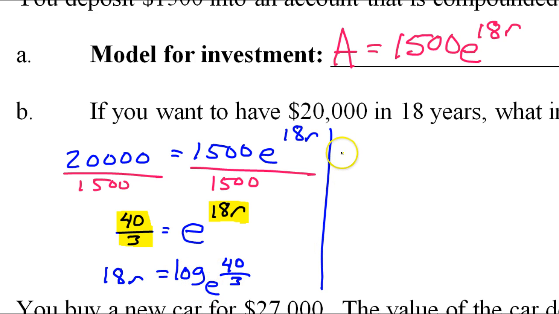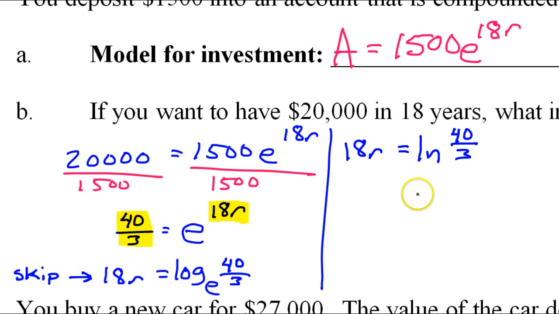Alright, there's something special we write when it's base e. That's the natural log. So instead of writing log base e, we write ln for natural log. So we'll have natural log 40/3. So this is what you should write. So you really would skip this step. I'm only showing it for instructional purposes.